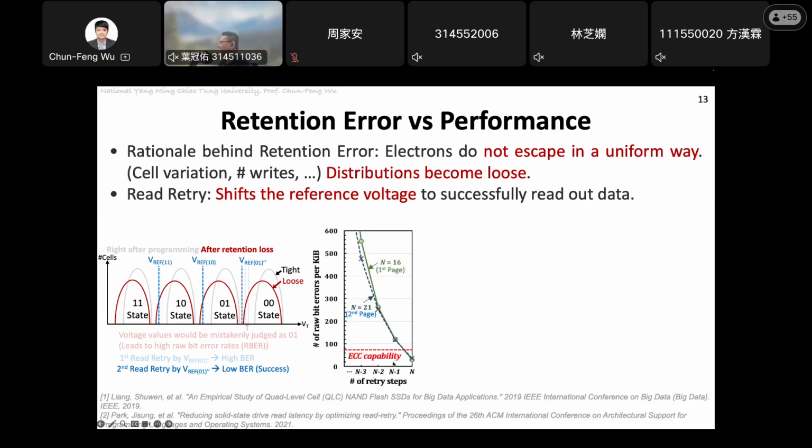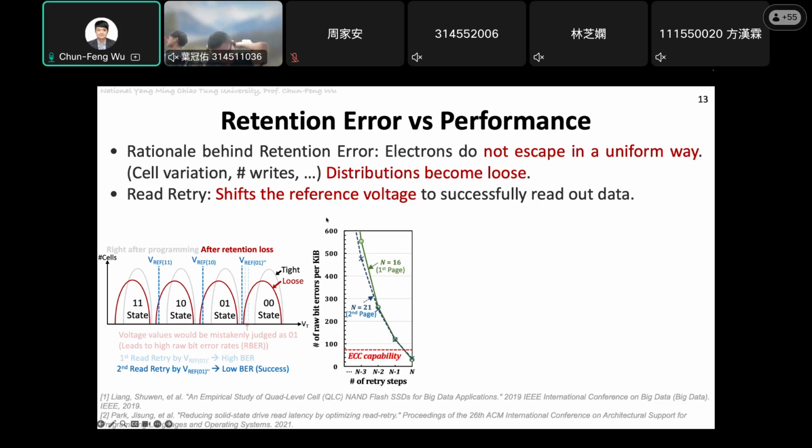So here comes a real case. This is the numbers from a paper published, I think, in 2021 ASPLOS. The x-axis is the number of retry steps, so you can think about this as n, n minus 1, and n minus 2. The lines and the dotted lines mean how many, like n here is 21 and n is 16 for a green line. So 16 means it retries 16 times, 21 means it retries 21 times.